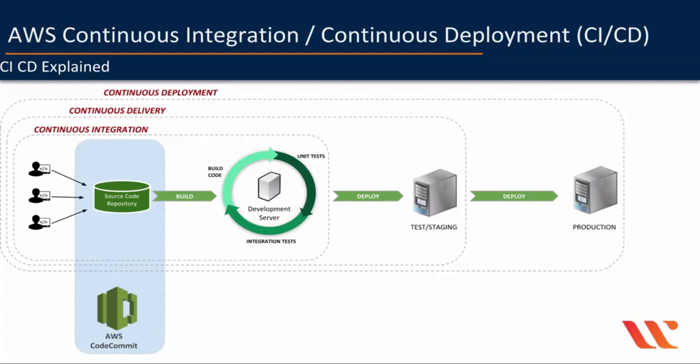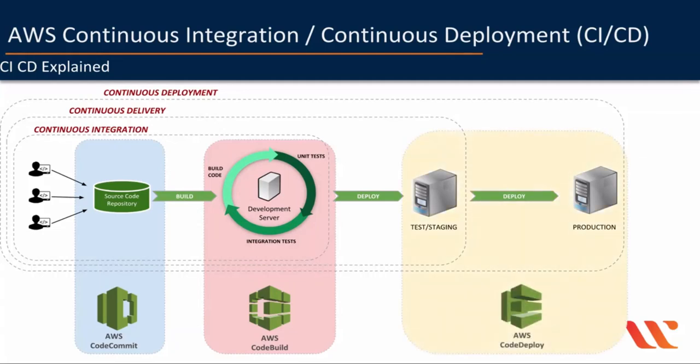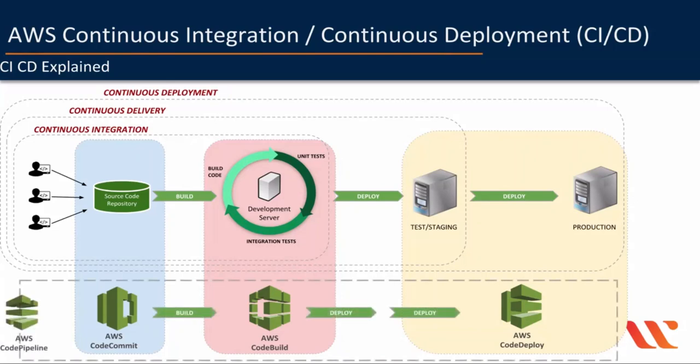And then the service which provides build capabilities is AWS CodeBuild. And then for deploying the code to staging or production, you can use AWS CodeDeploy. Now, these are individual services. How can we handle continuous deployment in AWS? Well, there is a service named AWS CodePipeline, which stitches all these services to achieve continuous deployment on the AWS platform.